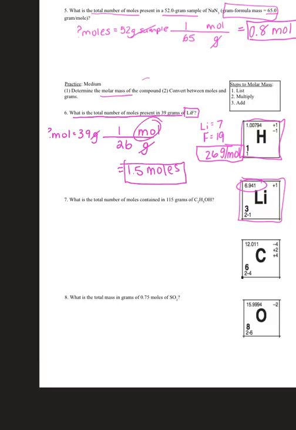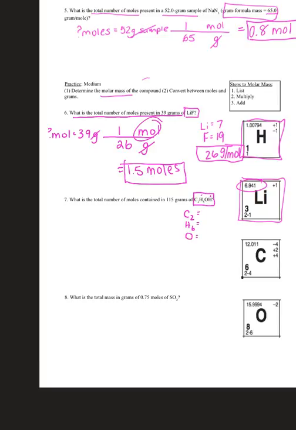Okay, next one. I have to first find the molar mass so I can use it as a conversion factor. Carbon, I have 2 carbons present. Hydrogen, 5 and 1 more. That's a total of 6 H's. And I have 1 oxygen.